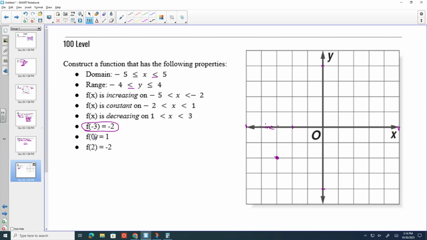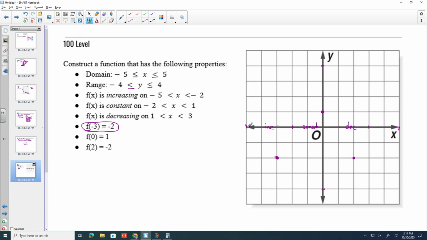We also know that when we get an input of 0, we have an output of 1. So my graph has to pass through that point. And when we have an input of 2, we have an output of -2. So my graph has to pass through that point. From -2 to +1, the function has to be constant. And then from 1 to 3, the function has to decrease.